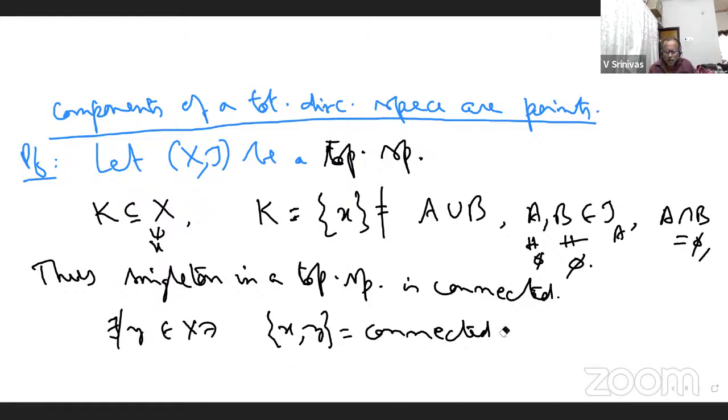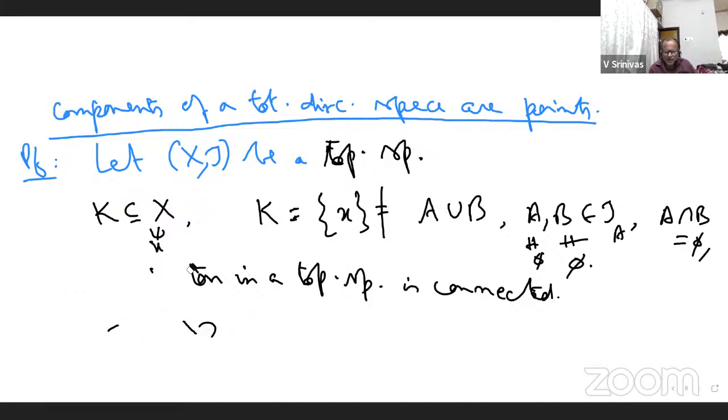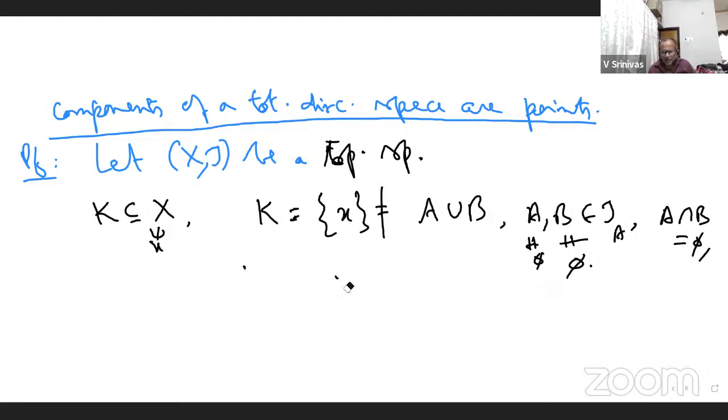Now, let me erase this, and that is the idea behind choosing a y. Let me start this again. In this sense, let me take a y from capital X. Let y belonging to capital X be different from small x.